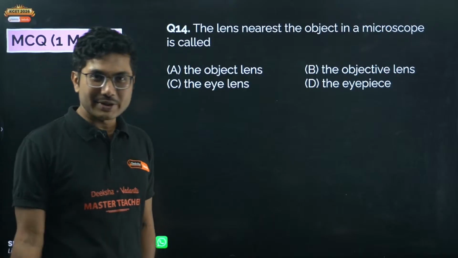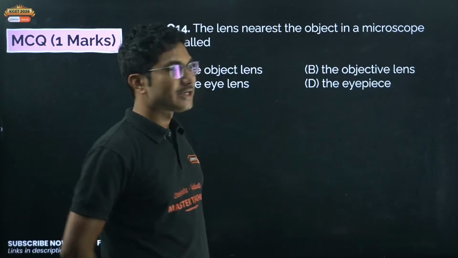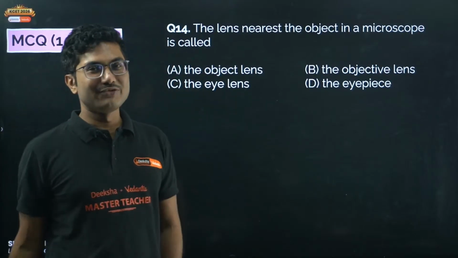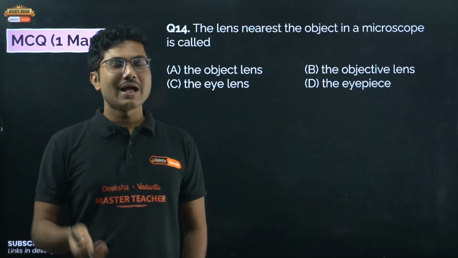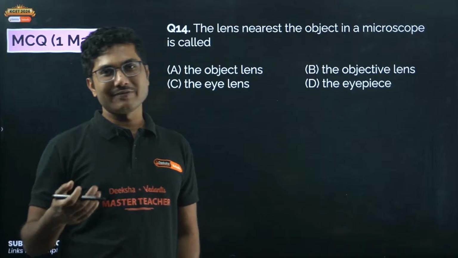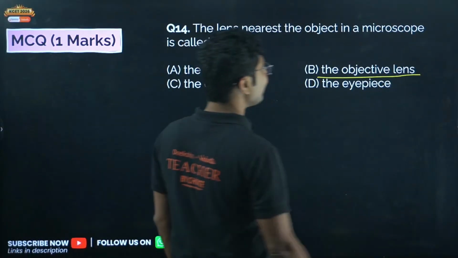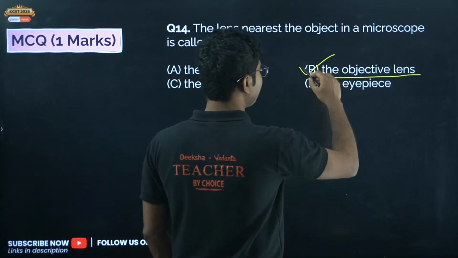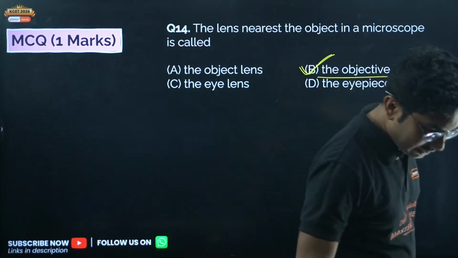Nearest to the object means objective lens, right? Nearest to the object is the objective lens, nearest to the eye is the eyepiece. The names are very obvious. The same names go for a telescope as well, objective and eyepiece, and for a microscope as well. So the objective lens is the lens nearest to the object. Okay, 14b.